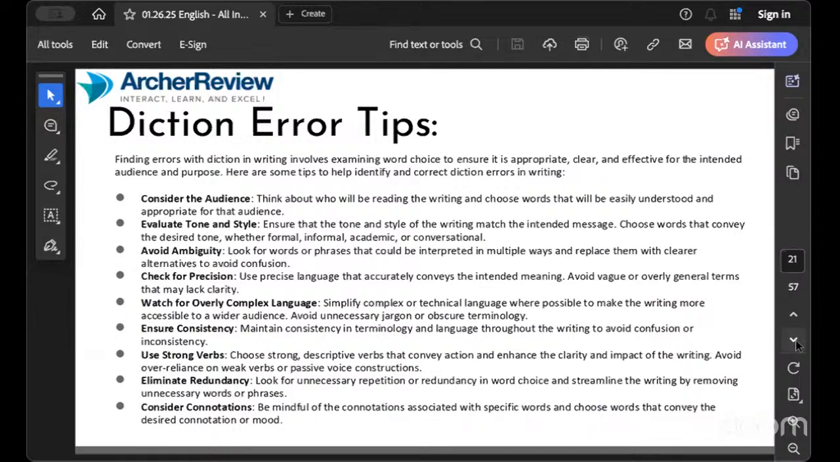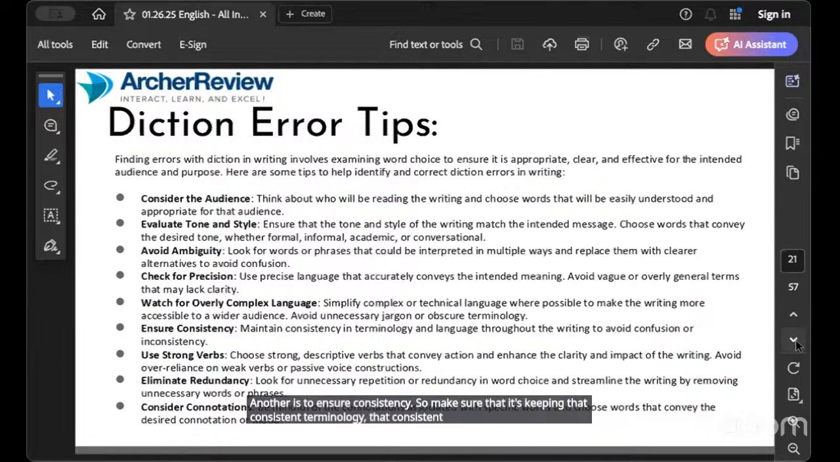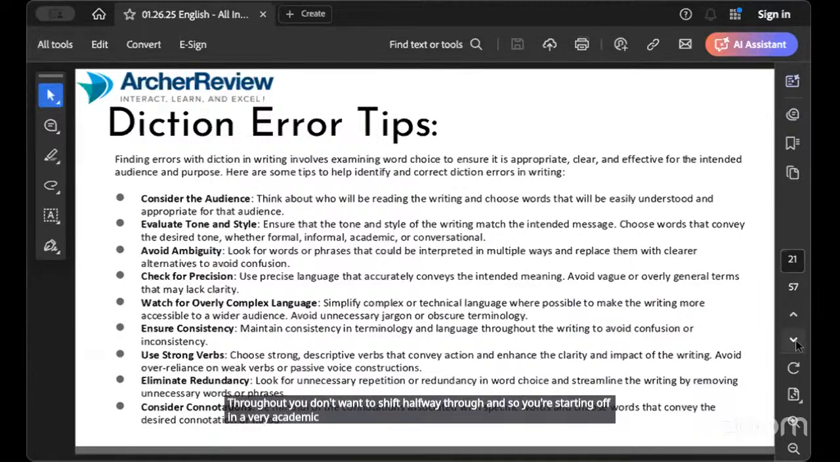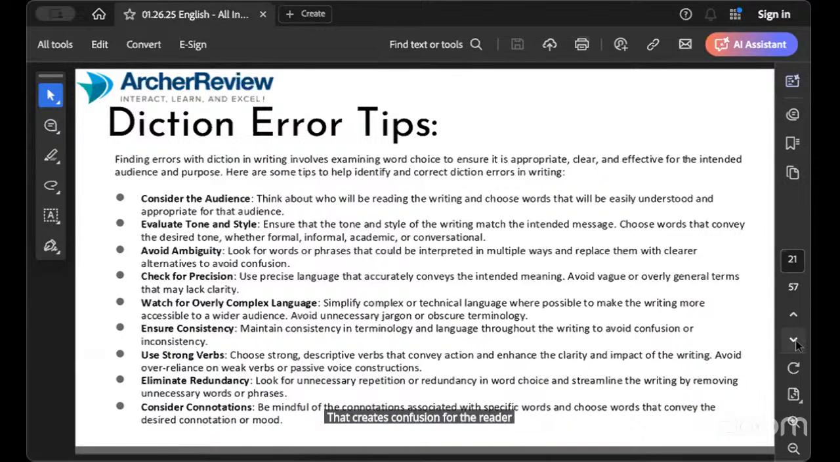Another is to ensure consistency. So make sure that it's keeping that consistent terminology, that consistent language throughout. You don't want to shift halfway through. And so you're starting off in a very academic, professional tone, and then you shift to an informal, "hey, what's up," halfway through. That creates confusion for the reader. It may not sound like it would, but it can.